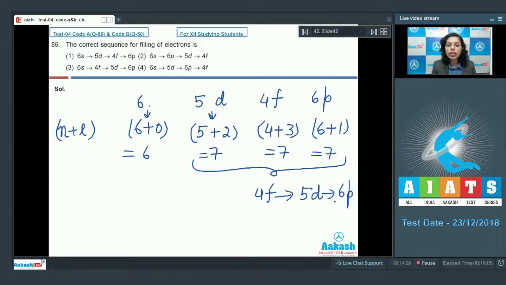And before all of these, the orbital which is filled is 6s because it has the least n plus l value. So this would be the order, and where this order is given, if you look at the given options, you will identify it's given in option 3. And this is easy to choose, option 3. I hope this question is clear to you.